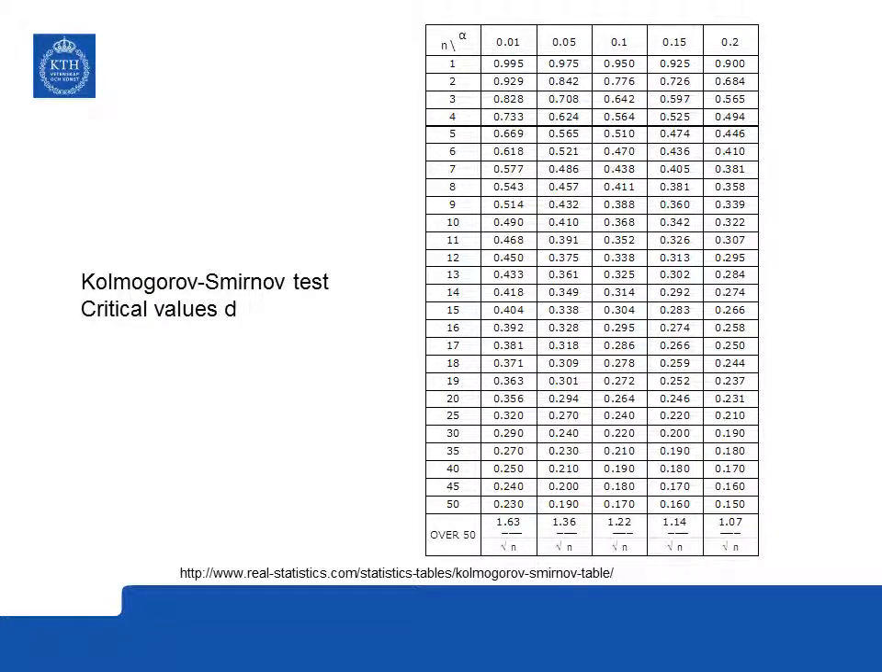Here we see what a table of Kolmogorov test critical values D looks like. In the vertical we have the number of observations n, and on the horizontal we have the p-value, here called alpha, 0.1, 0.05 and so on up to 0.2.